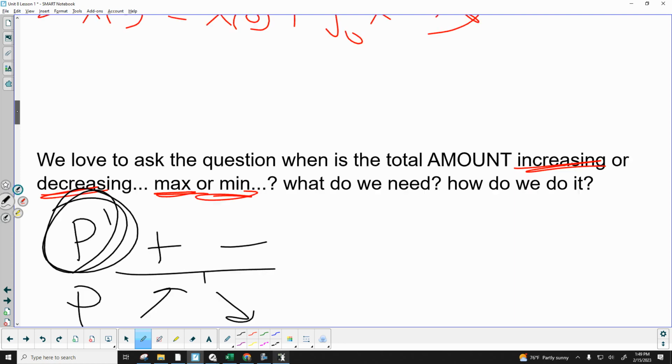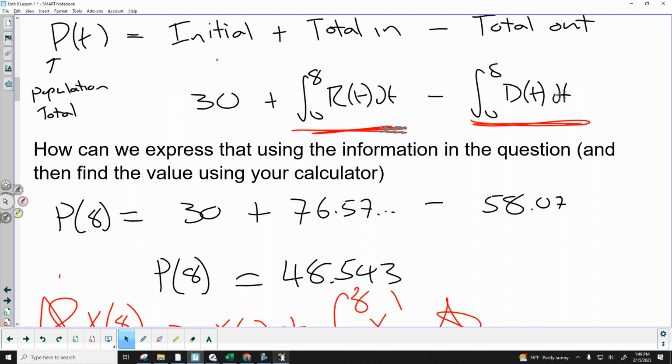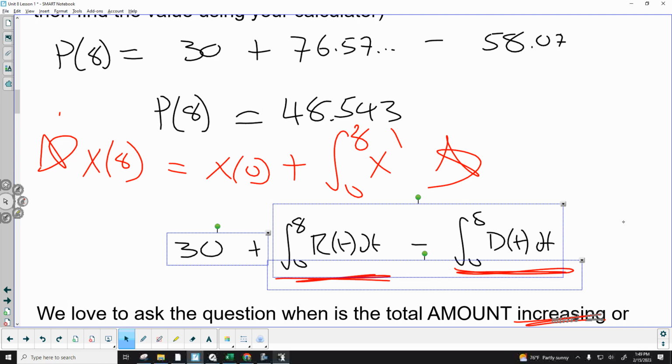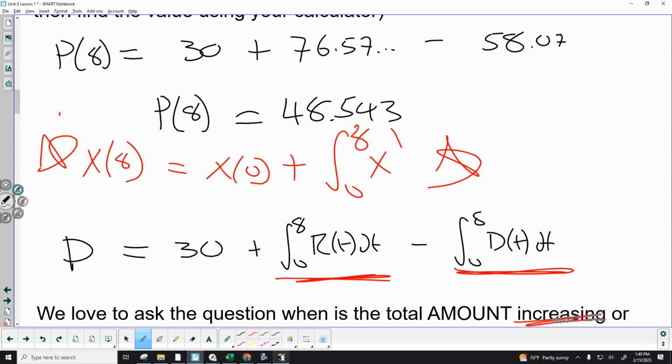All right, let's go back. This is P. That was my population. It was my initial amount, and then I just changed these numbers depending on what I had. An integral of R and an integral of D. Oh yeah, cool. What is the derivative of this expression? Go, tell your neighbors. What's the derivative of the expression? Try something. Don't check out. What's the derivative of P? What's P prime? What do you think the derivative of that is?